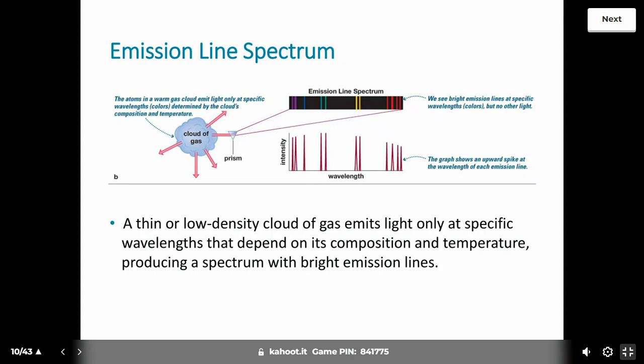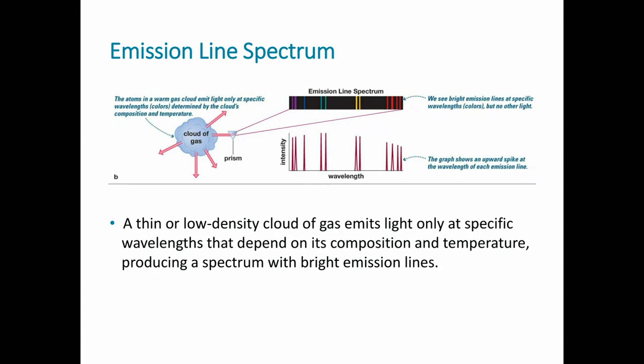If we take, instead of a light bulb, an emitting gas, and we just have a cloud of warm gas, it can also emit light, but when it emits light, it won't be a continuous spectrum, it will have an emission line spectrum. So instead of the whole rainbow being represented, it will just be very specific colors that correspond to very specific wavelengths of photons being emitted.